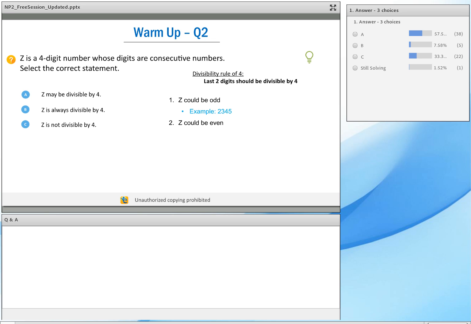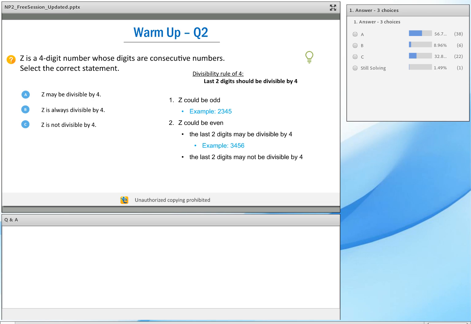Okay. Then the second option is that z could be even. If z is even, then in that case, the last two digits may be divisible by 4 or the last two digits may not be divisible by 4. And how do we figure that out? If the last two digits are divisible by 4, here's an example: 3456. 56 is divisible by 4. So 3456 is divisible by 4.